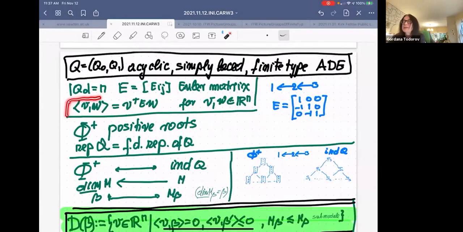I will use this pairing to be the Euler pairing, so for any V and W in R^n. This symbol will be for the Euler pairing, meaning product with the Euler matrix. Phi plus will be the positive roots as always, and rep Q will be the finite dimensional representations over Q.